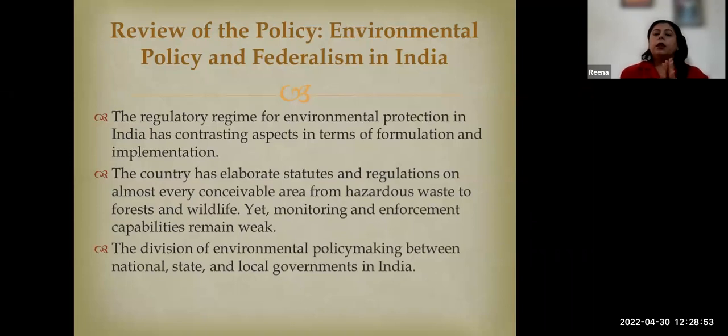So basically, on environment policy and federalism in India, we have a good regulatory regime for environmental protection, but it has contrasting implications in terms of formulation and implementation that we have already discussed. Now we have elaborate statutes and regulations. We have almost every conceivable area, from hazardous waste to forest to wildlife to introduction of invasive species or protection of wetlands. Everything is being covered. So there is a division of environment policy making between national, state, and local governments.